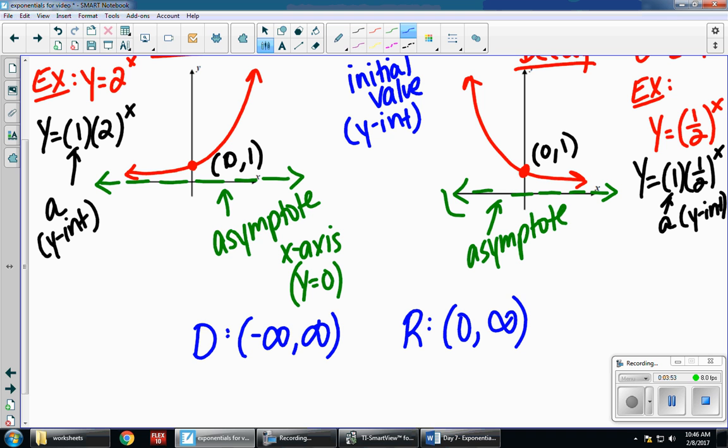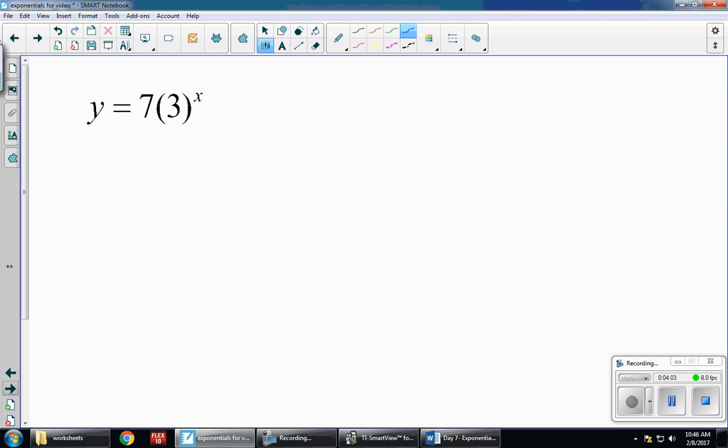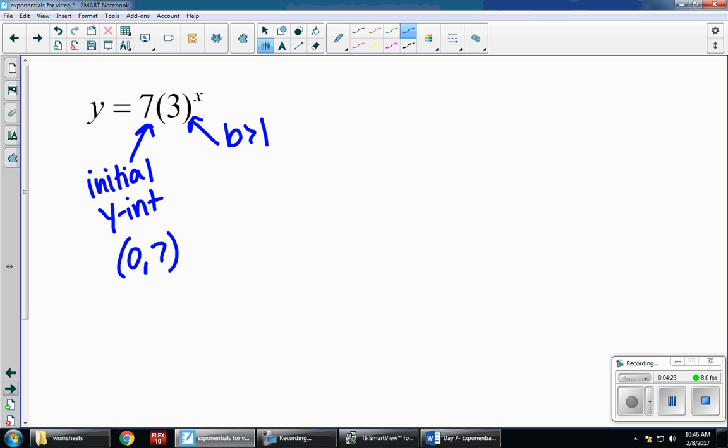So as I said, these are your parent functions. I do want to take a quick look at two more examples with some shifts that happen so you can see what they look like. So I have y equals 7 times 3 to the x. First thing, I now have an initial value of 7. So that's going to be my y-intercept when I go to graph, 0, 7. Because I have a b value or a growth factor that's bigger than 1, it's going to be growth, which means it's going to be increasing.